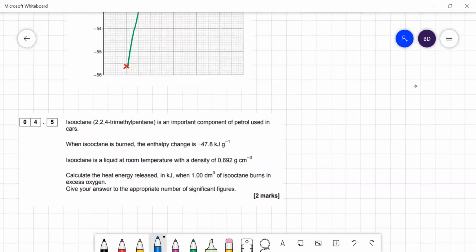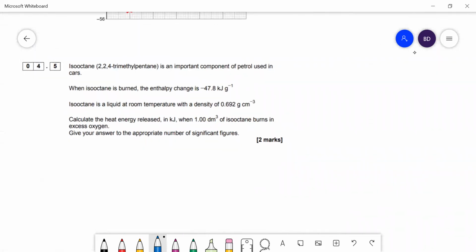Okay, 4.5. Isooctane is an important component of petrol used in cars. When it's burned, the enthalpy change is minus 47.8. Isooctane is a liquid, and that's kilojoules per gram, not per mole. Isooctane has a density of that. Calculate the heat energy released when you burn 1 dm cubed of isooctane.